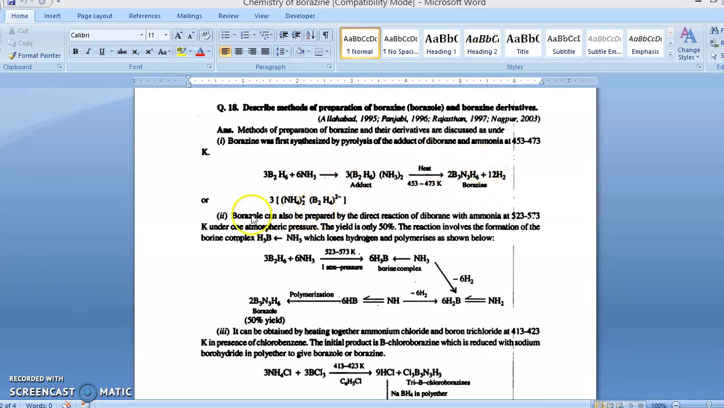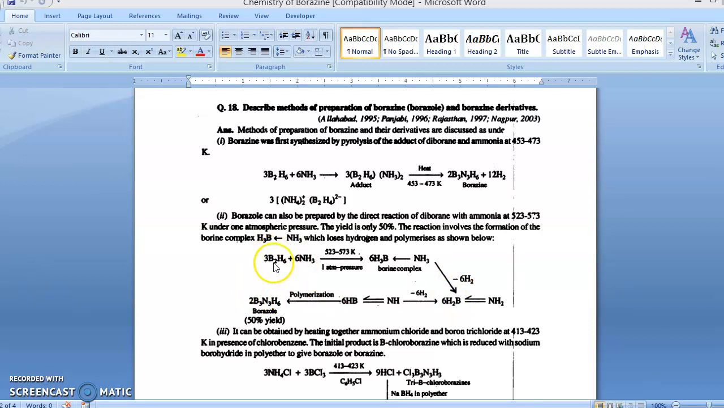In case of the second method, for the preparation of Borazine, Borazine is also prepared by the direct reaction of diborane with ammonia at 523 to 573 Kelvin temperature under 1 atmospheric pressure. For this reaction, the percentage yield of this Borazine is 50%. Now, this is the whole reaction scheme given here.